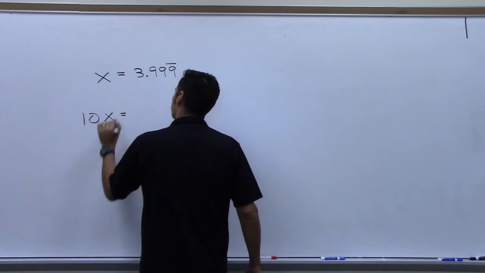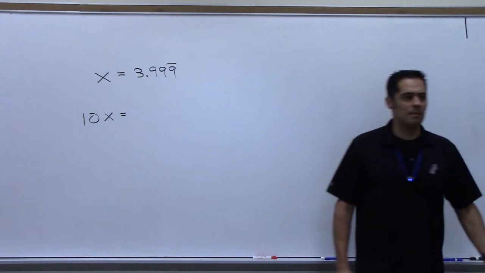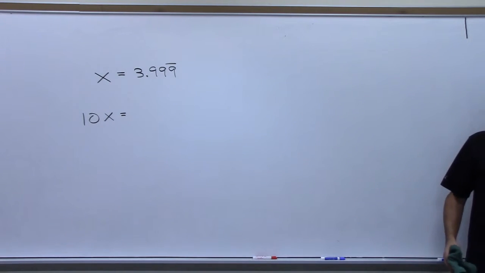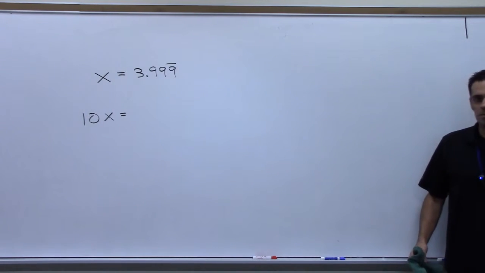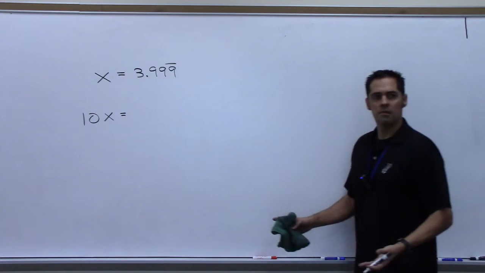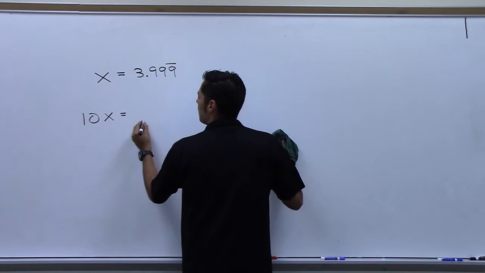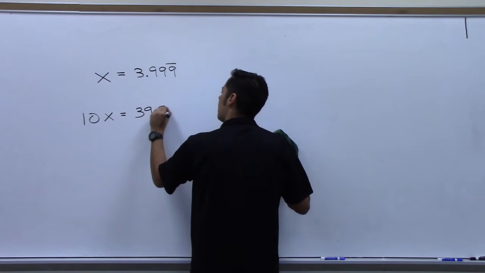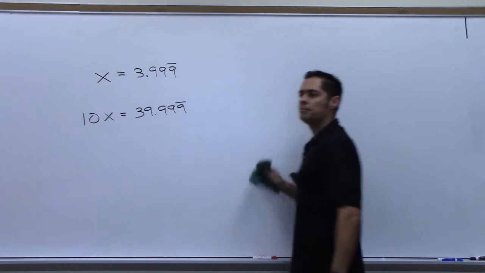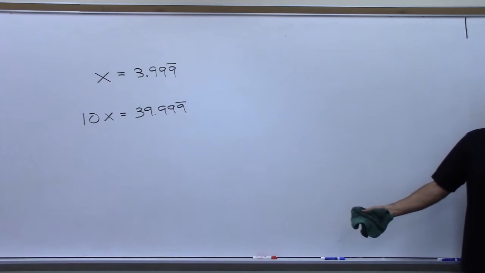What's 10x? So what does multiplying something by 10 do to the decimal? It moves it over one, to the right. So this should be 39.999 forever. Everyone agree with that so far? Yes.